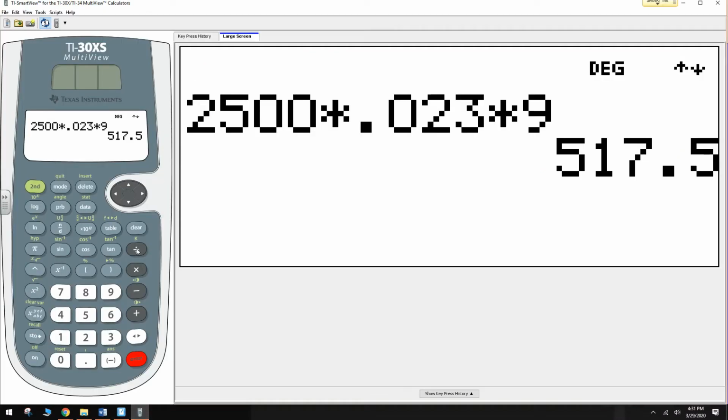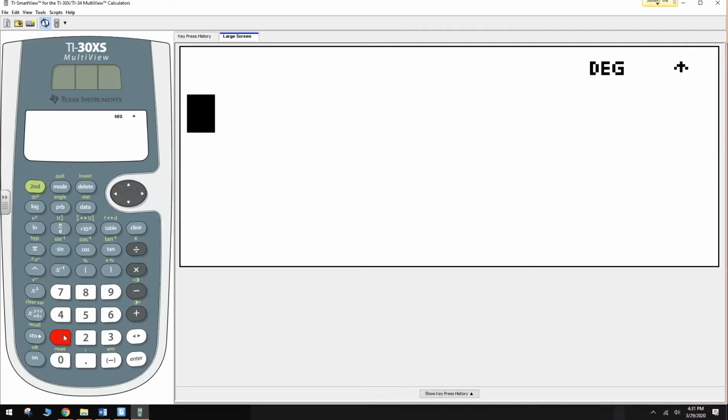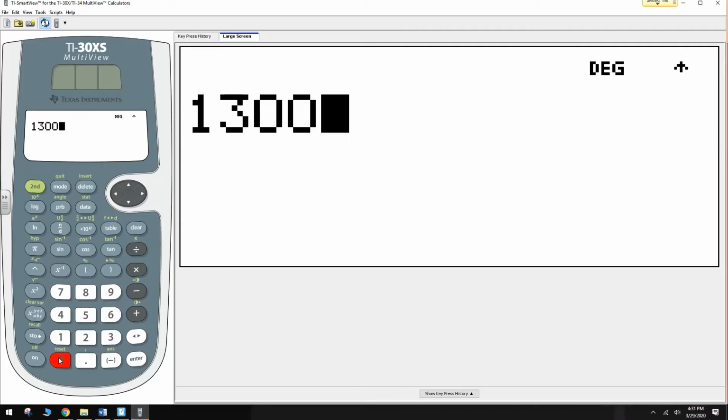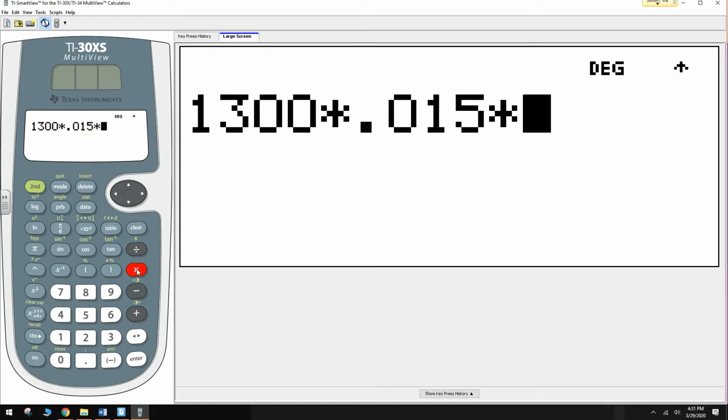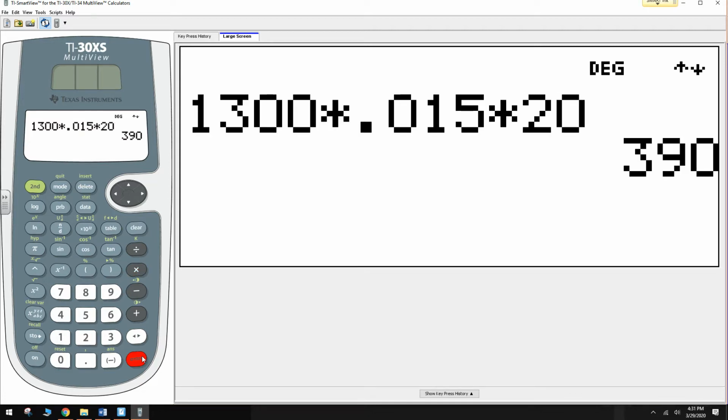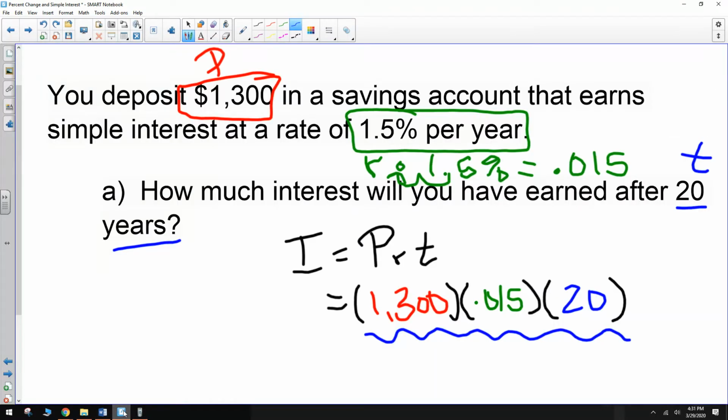So let's grab our calculator and take 1,300 times our 0.015 times the 20 years. And we hit enter, and I get 390, and it's nice and even too. So $390 is what the bank is giving me for interest. So if I keep my money in there for 20 years, I'll gain $390.